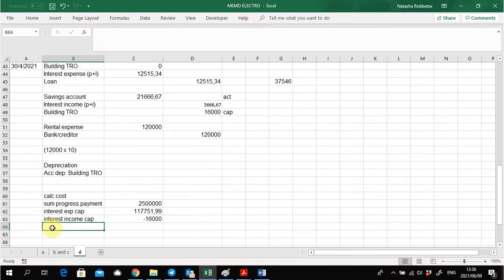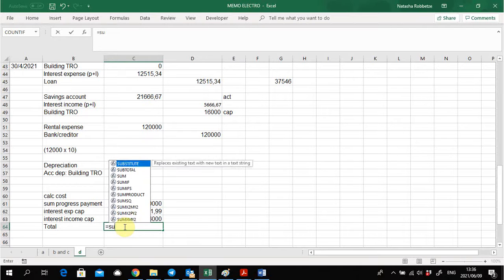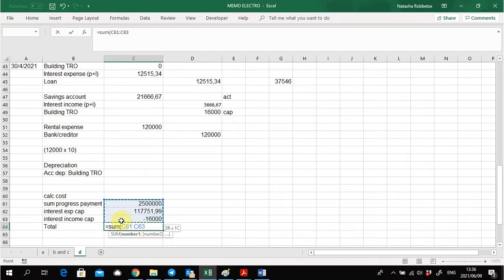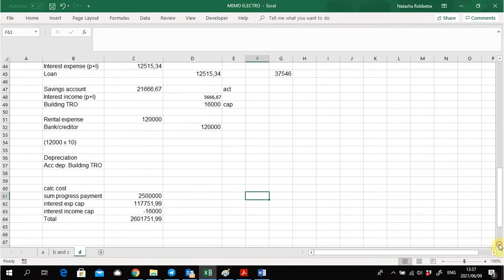So what is the total cost price of this asset? It needs to be the sum of everything. So it is the sum of the progress payments plus all the interest expense capitalized minus all the interest income capitalized. And if I do that calculation, it's 260,171 and 99 cents.